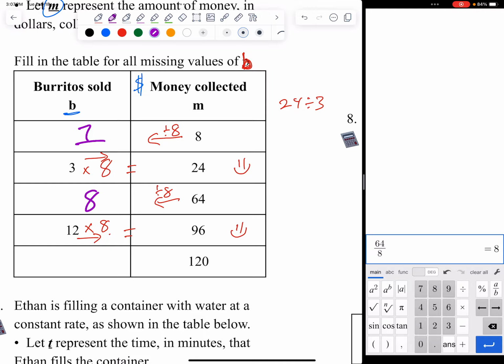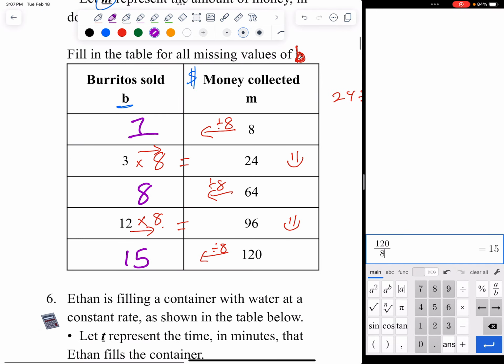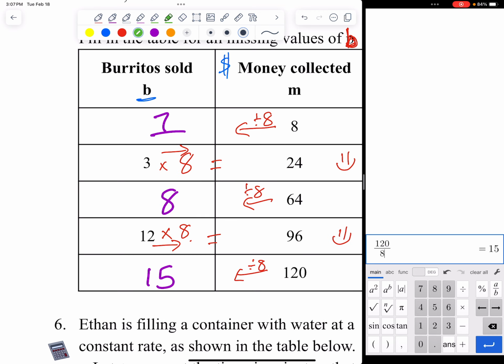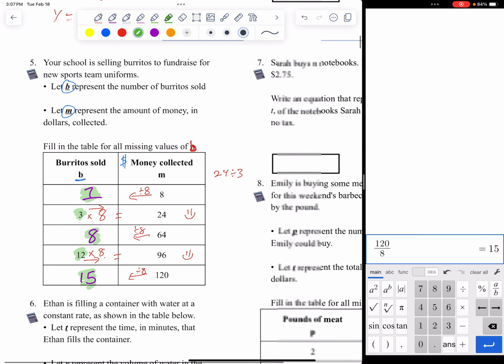And then I got 120 divided by 8. So 120 divided by 8, and I got 15. So this is where you see the pattern, right? I got 1, 3, 8, 12, 15. There's no real pattern on this one, right? Whereas the other ones, they were kind of nice.